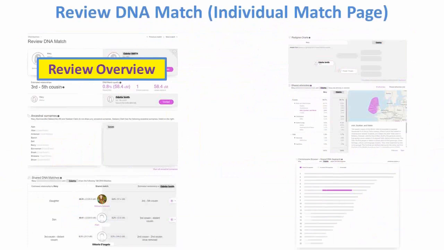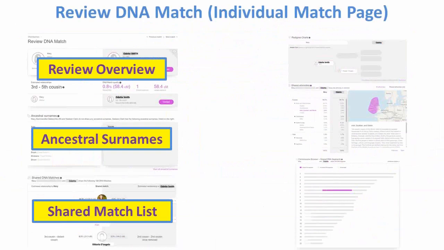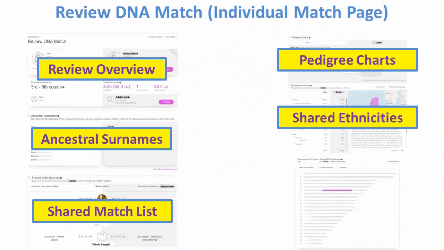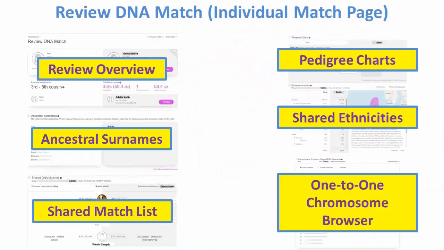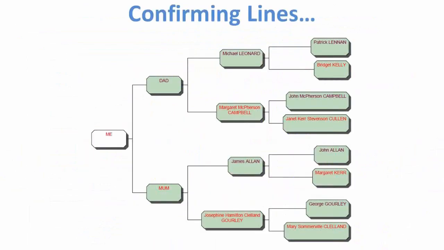The first section is a kind of overview of what you've already seen on the main match page. Then you'll get a section on ancestral surnames. You'll get the shared match list, which is the most key of tools. Then you get pedigree charts, then shared ethnicities, and finally at the very bottom, you get the one-to-one chromosome browser. And we're going to delve into all of these, but we're going to do it through a case study, a confirming lines on your tree case study.